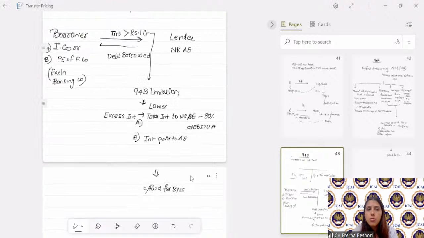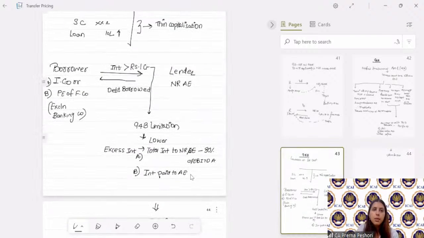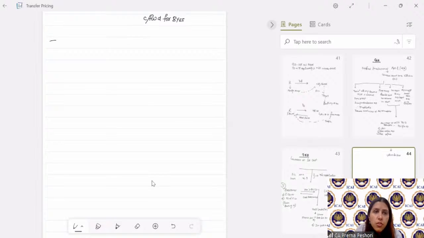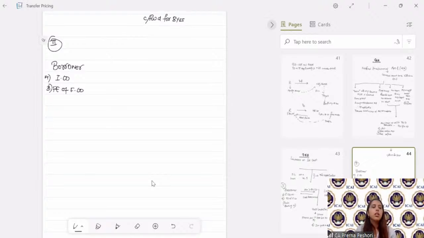There is also one more thing over here. So this is one part of thin capitalization. Thin capitalization, or limitation of interest, will also be applicable where the borrower is your Indian company or PE of a foreign company, and the lender is going to be a third party.